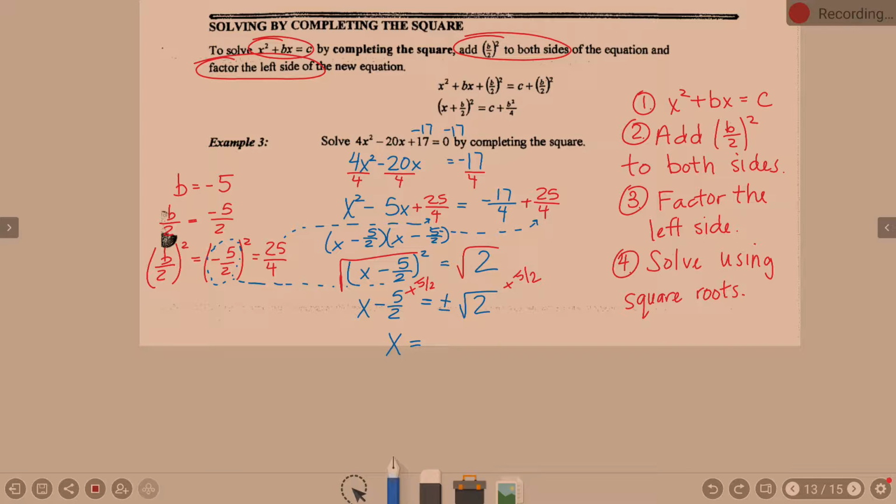As I add this, good mathematical form would be, say, let's put the plus or minus in between the two pieces. And so since the plus or minus is in front of the square root, typical good mathematical form would be to say 5 halves plus or minus the square root of 2.